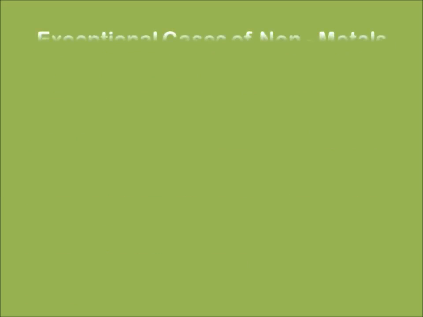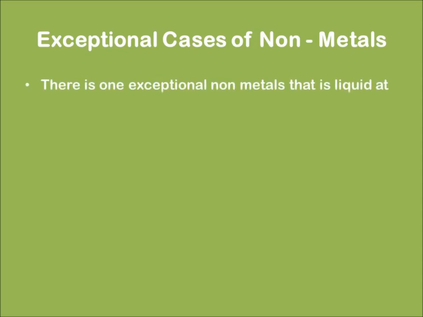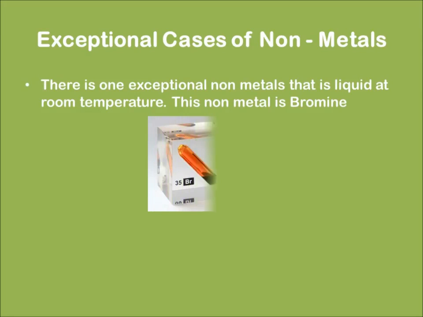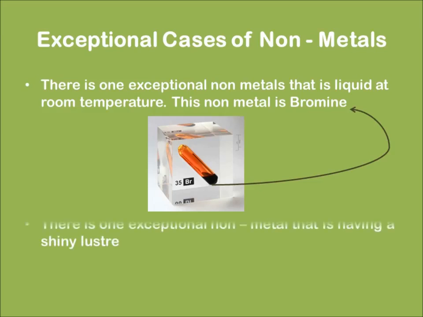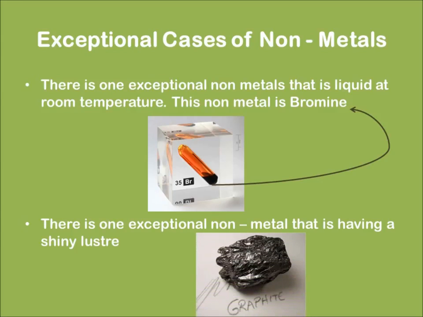Now let us discuss the exceptional cases of a non-metal. Previously I said that non-metals are usually solids or gases at room temperature, but bromine is an exception, which is a liquid at room temperature. Similarly, there is an exceptional non-metal which has a shiny luster, which is graphite.